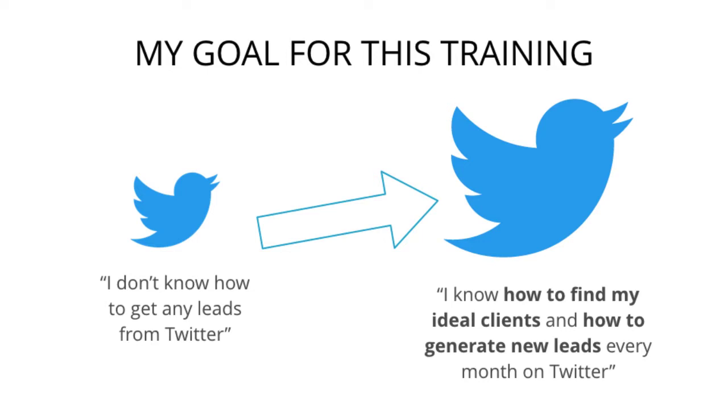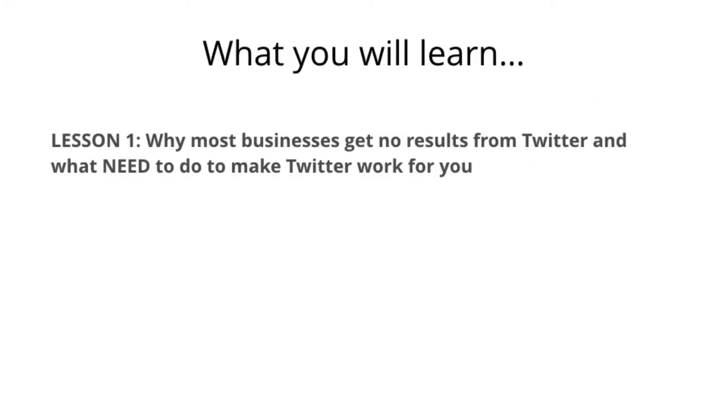Okay, so in order to do this, as I've mentioned, you can see that this is a training. So this is going to be an online training session. So in this training, we're going to cover 3 lessons, and there's 3 primary lessons that I want you to learn so that you can know how to find your ideal clients and generate leads every month on Twitter. So the first lesson that we're going to cover is why most businesses get no results from Twitter, and what you need to do to make Twitter work for you.